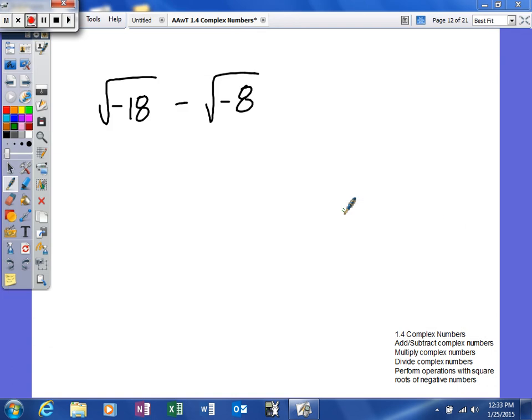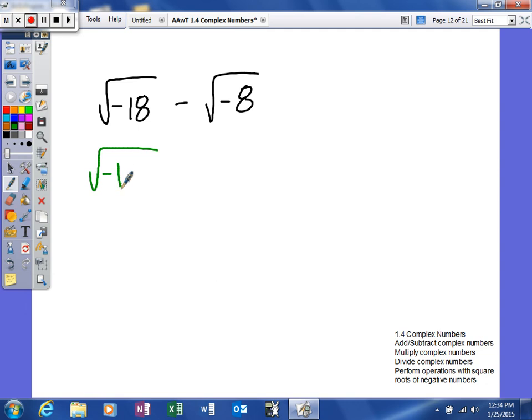Alright, what we're going to do now is look at how to perform operations with square roots of negative numbers. By rule, whenever you're working with a square root and your radicand is negative, you have to go ahead and rewrite it and express it in terms of i. So keep that in mind because it'll show up here probably in our next example.